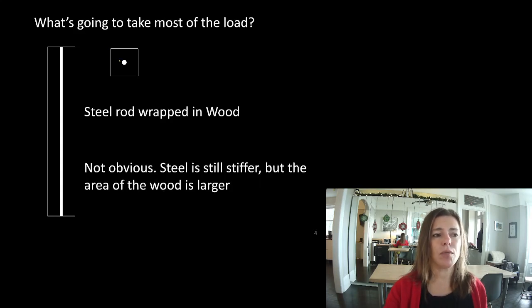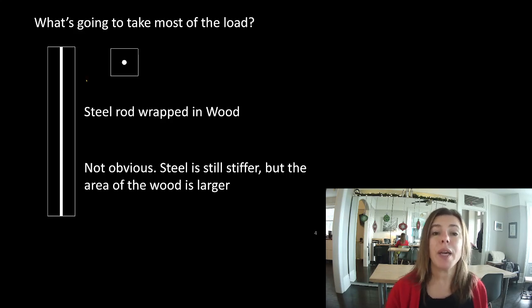What if that steel rod was wrapped in wood? Well, we know steel is a lot stiffer as a material than wood. Remember, E is 200,000 for steel, and we saw for wood it varied from around 6,000 to 11,000. So a much less stiff material. But there's way more wood here than there is steel. So it's not obvious to me which one is going to carry the majority of the load.